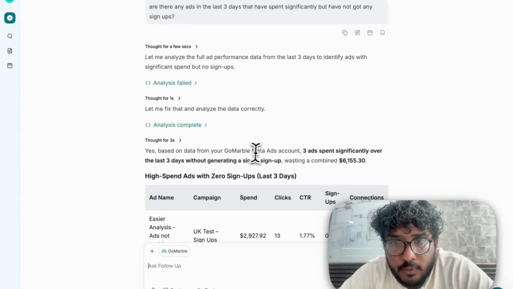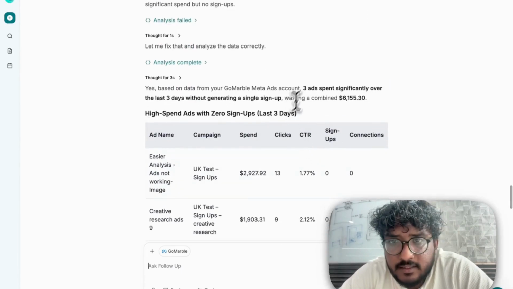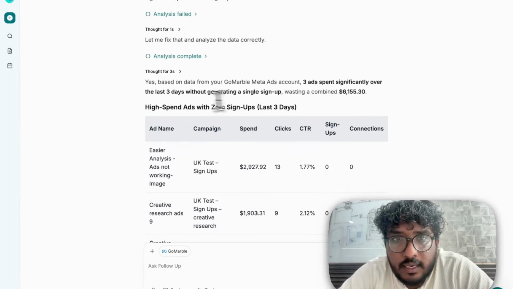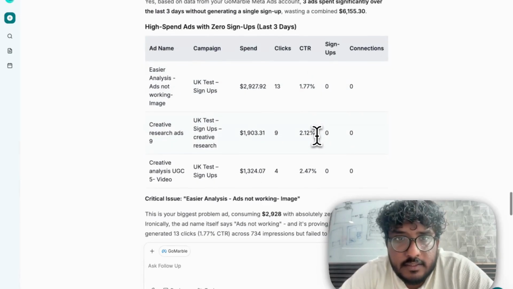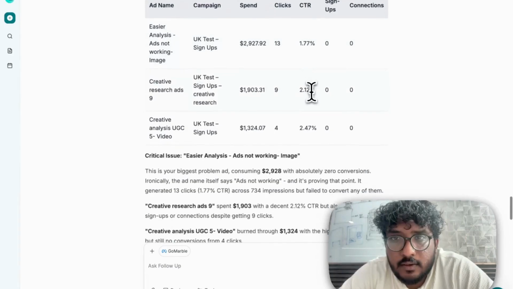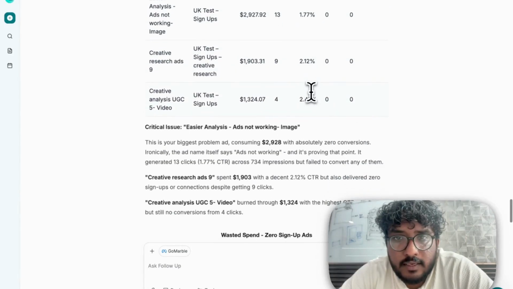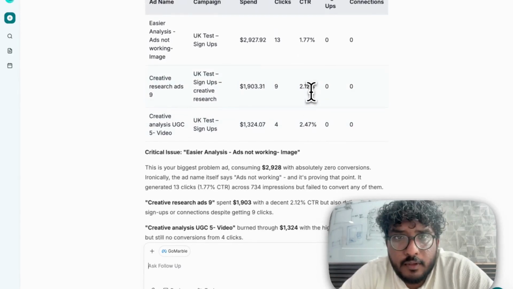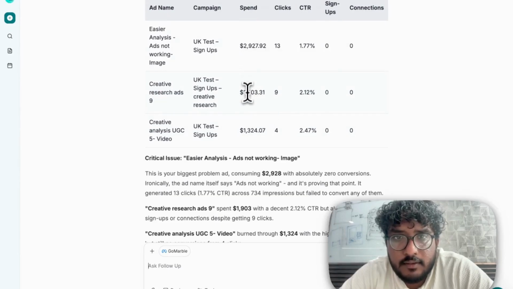Based on data from your Meta Ads account, 3 ads spent significantly over the last 3 days without generating a single sign up, wasting a combined... Okay, so we're looking at this, and this, and this. This is decent, this is okay.